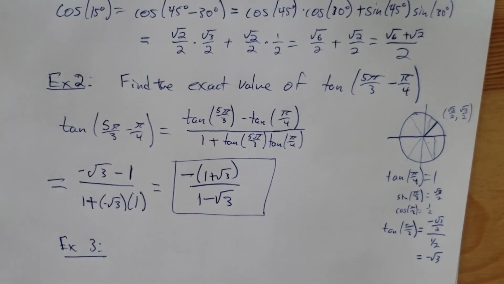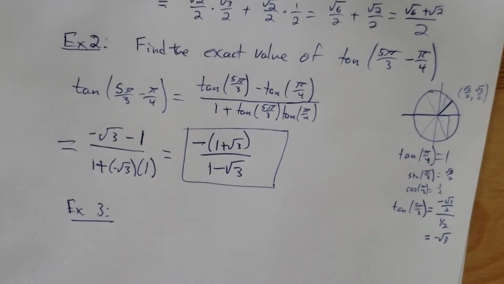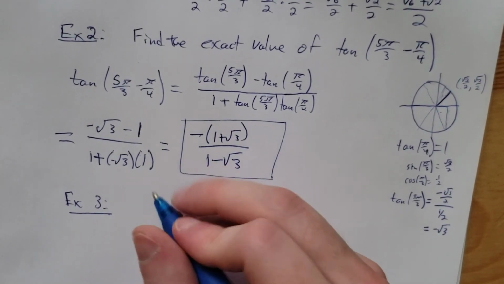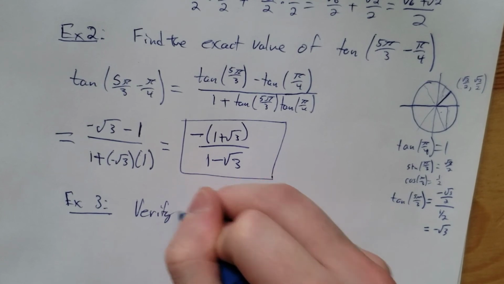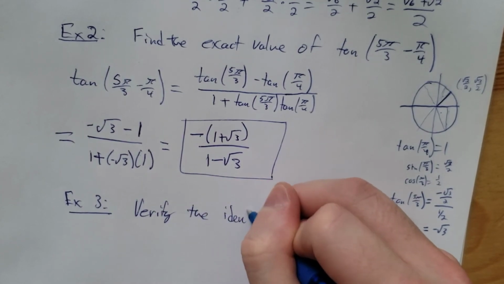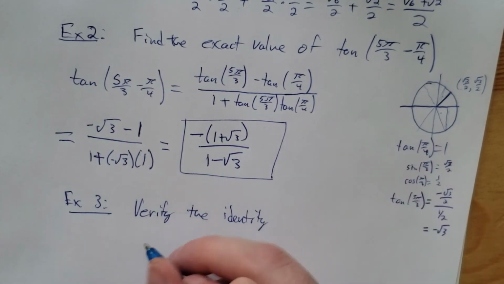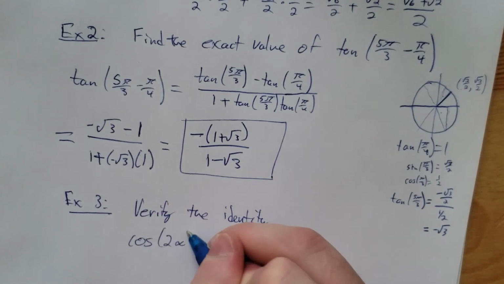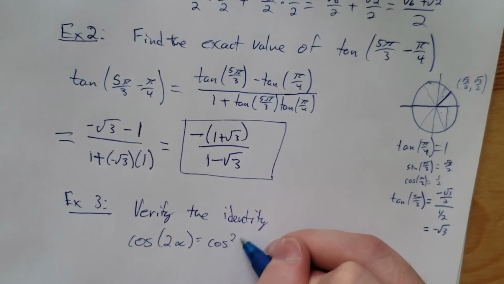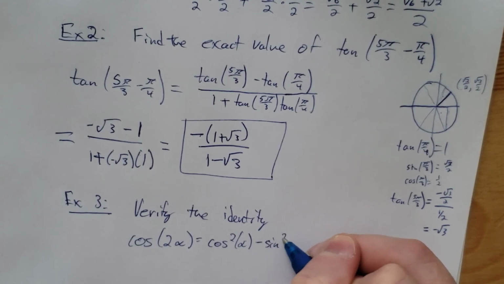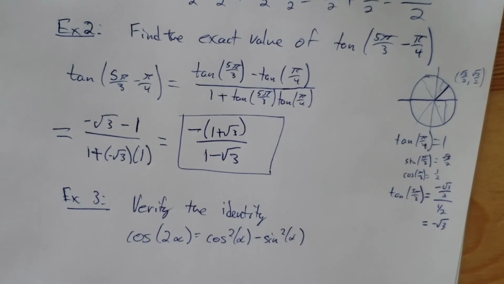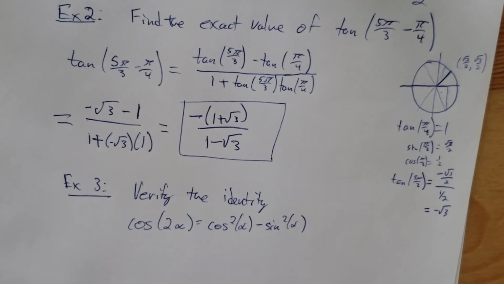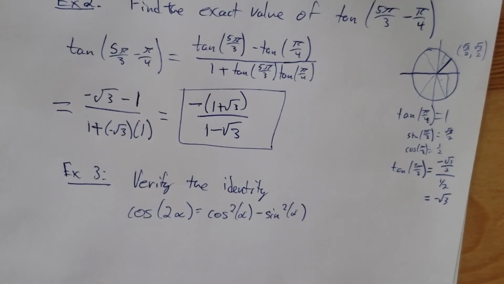We'll have one more here where we're going to verify the identity using one of these formulas. So let's verify the identity: cosine of 2 alpha is equal to cosine squared of alpha minus sine squared of alpha. This is an identity that we can use in general while verifying other identities. But we're actually going to prove this one is true right now so that we can legitimately use it in the future.